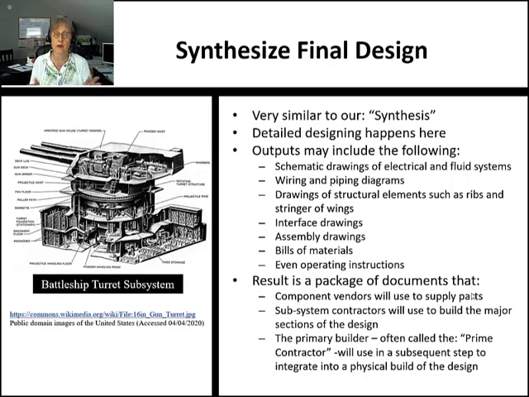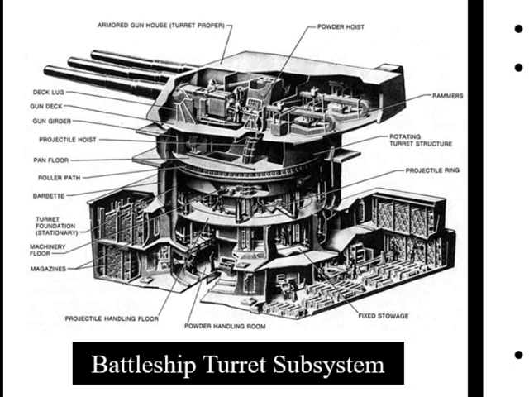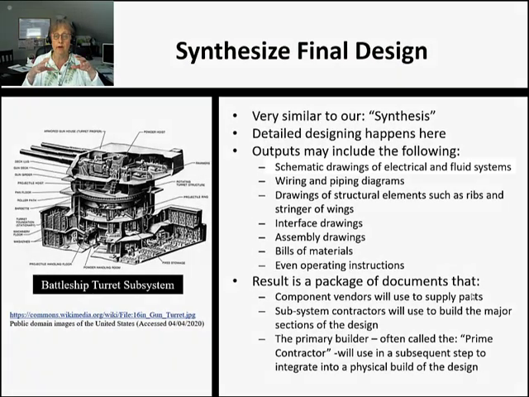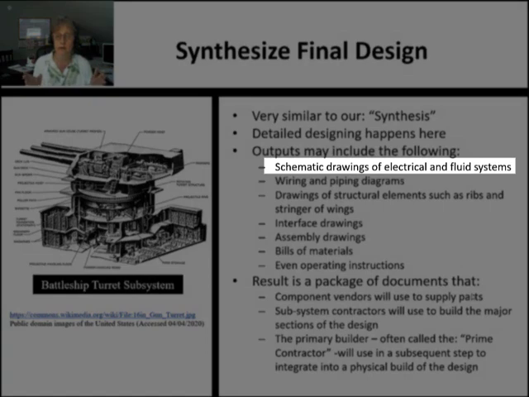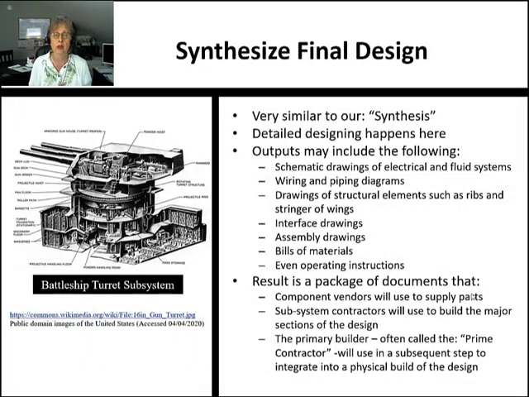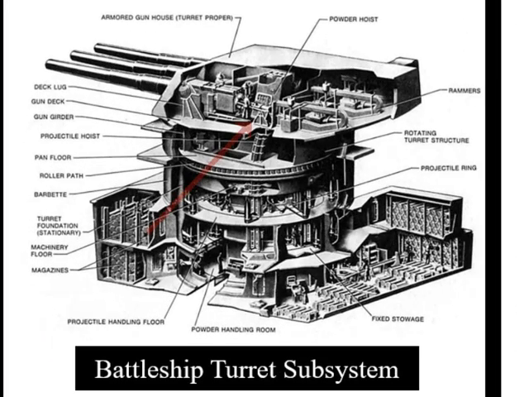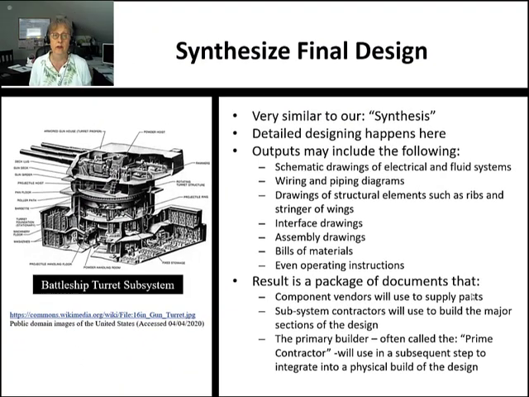This involves the most time and the most people. This is where the detailed design takes place. So you can see there on that battleship turret that there's a lot of detail. You can think of every single part down to the smallest fastener is detailed in some way during this stage. So we start by producing the schematic drawings, the high-level drawings, for example, of the electrical and fluid systems. Also, any type of material transfer, such as for a system like this, we're moving powder and shells from place to place. So that would be worked out in the schematics.